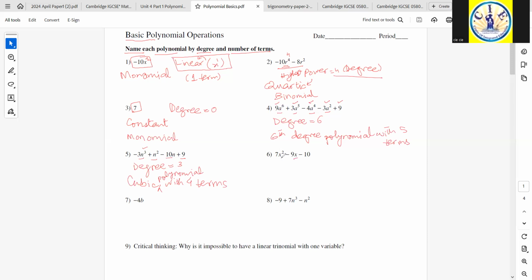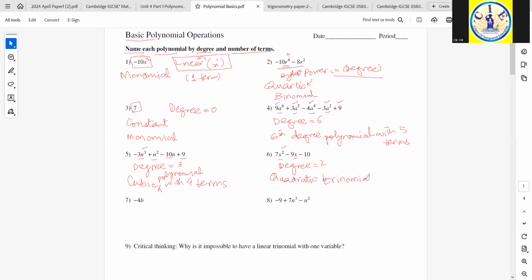Now we come to part 6. You see, as far as the variable is concerned, the highest power of the variable is 2. So its degree is 2 and it has got a special name, that is quadratic. And it has got 3 terms, so quadratic, or you can call it, it has got a special name, trinomial.